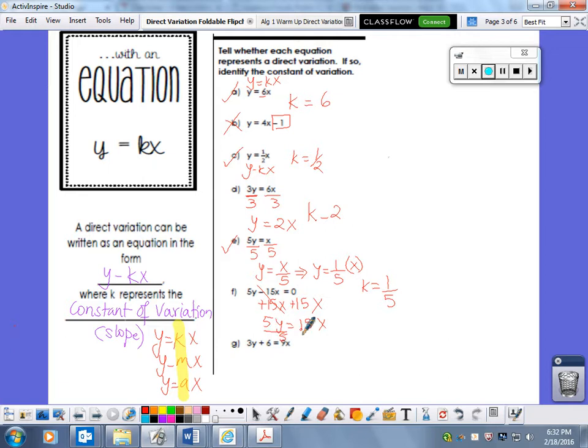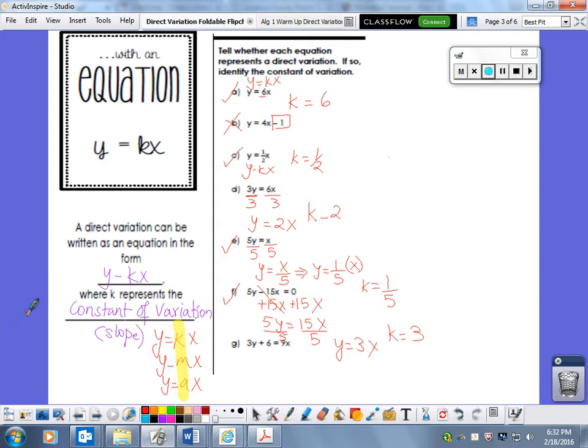Again, I'm not done here because I have 5 times y, which is not what is needed, right? So divide on both sides of the equation by 5 because 5 is the number that is being multiplied to y. So to get rid of that, we did that, and you're left with y equals 3x, which is again a perfect example of direct variation with a constant of variation equal to 3. That's your answer for letter f.